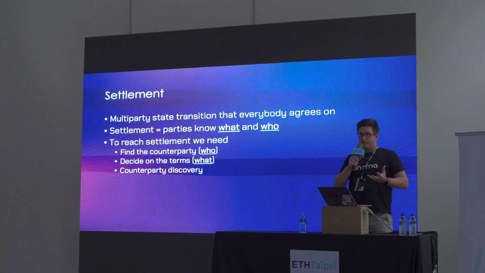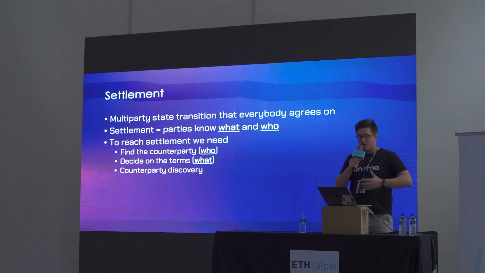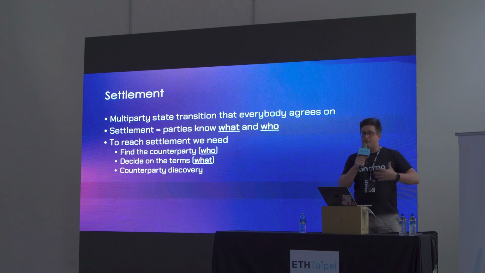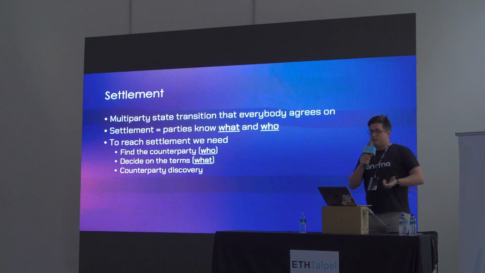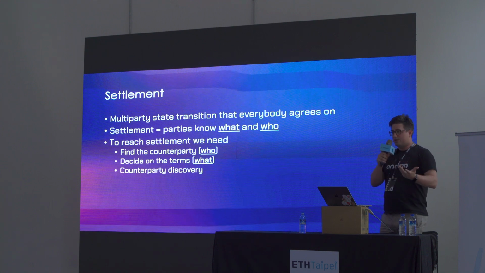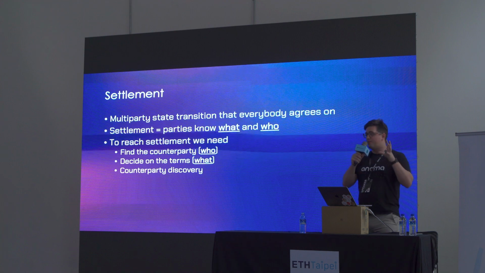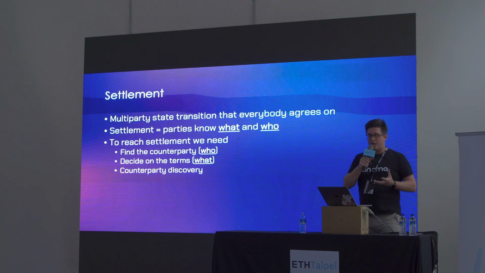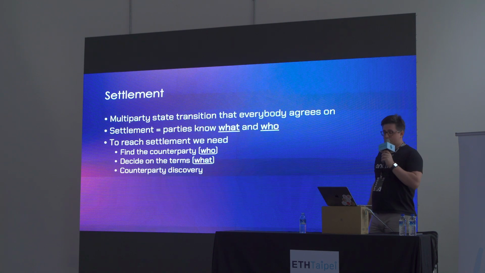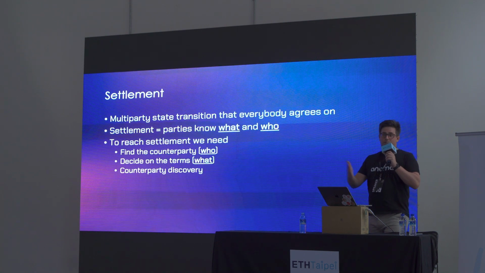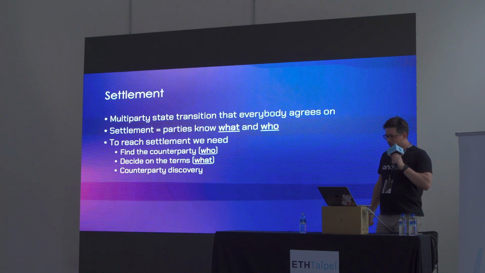When settlement happens, parties already know what they settle on and who they settle with. To reach the phase of settlement, they need to figure this out. They need to find the counterparty, so who they settle with, and they need to decide on the terms of their settlement, so what they are settling on. This phase that happens before settlement is referred to as the phase of counterparty discovery. Marketplaces do this. They match sellers with buyers, for example, and help them agree on the price.